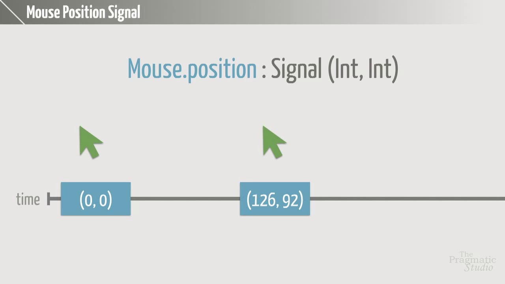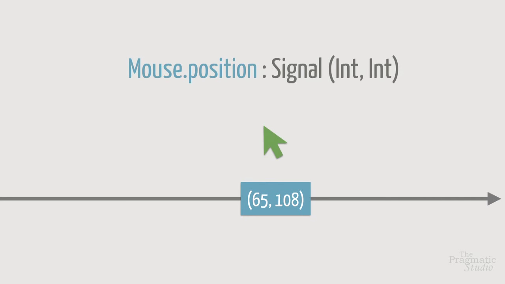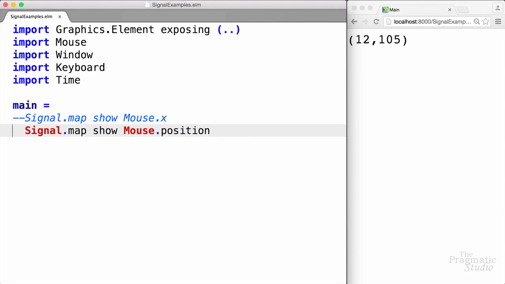If we stop moving the mouse, the signal doesn't change. It's frozen in time until we move the mouse. So at any given point in time, the signal has a value, and the last value is always the current mouse position. Now suppose we want to track changes to the browser window dimension.